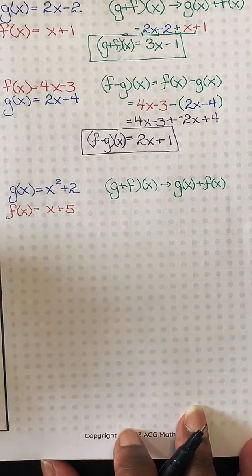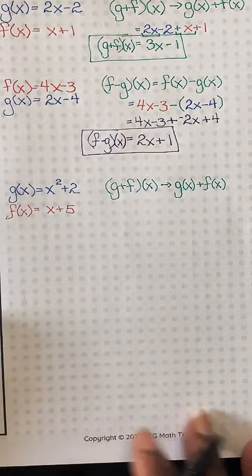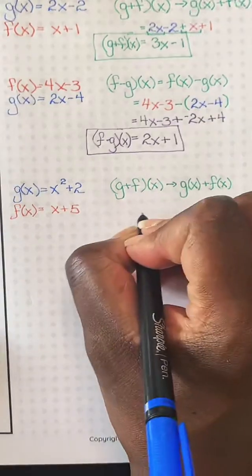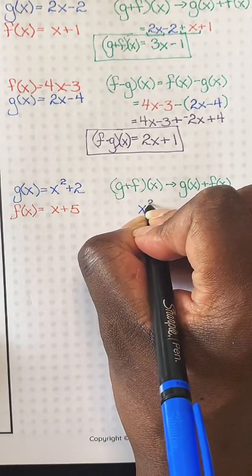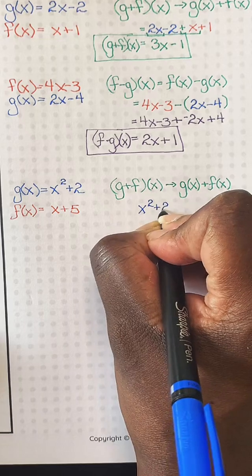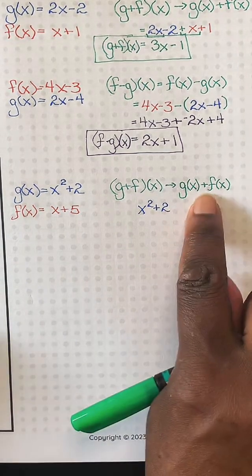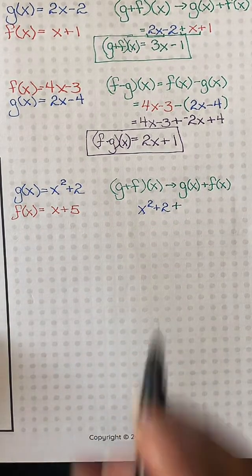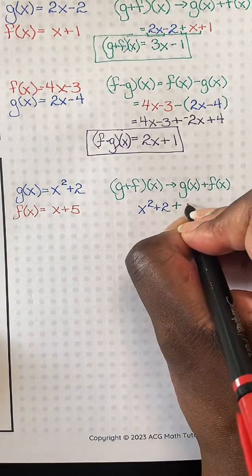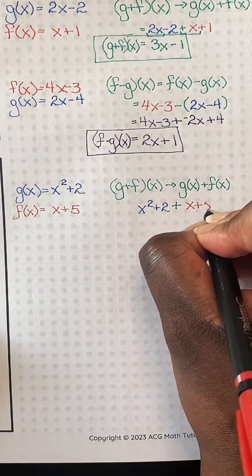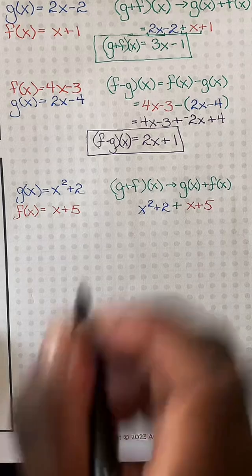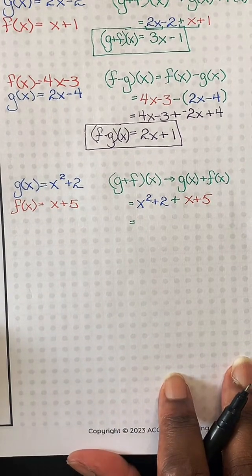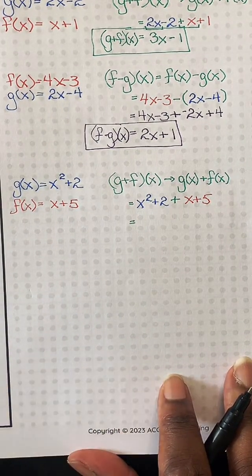So what I mean by that, we have our g function. Our g function is x squared plus 2. So I'm going to write that first. We have our x squared plus 2. And they're saying that we need to add them, so I'm going to put the plus sign. And then I write my f function, which is x plus 5. So all we need to do here is combine like terms.